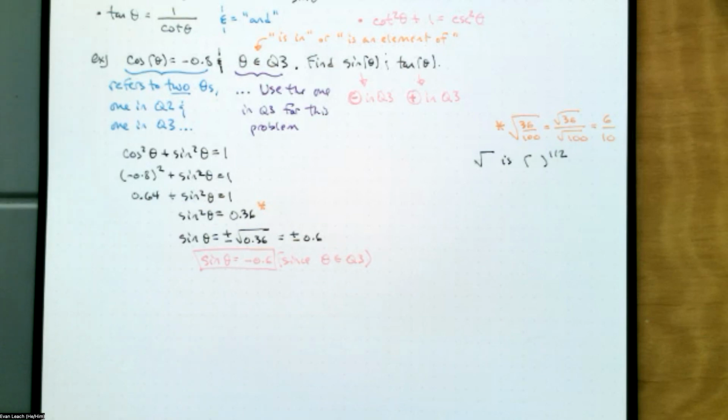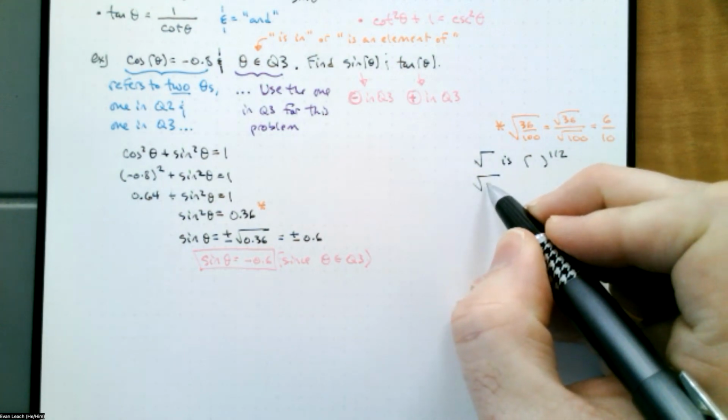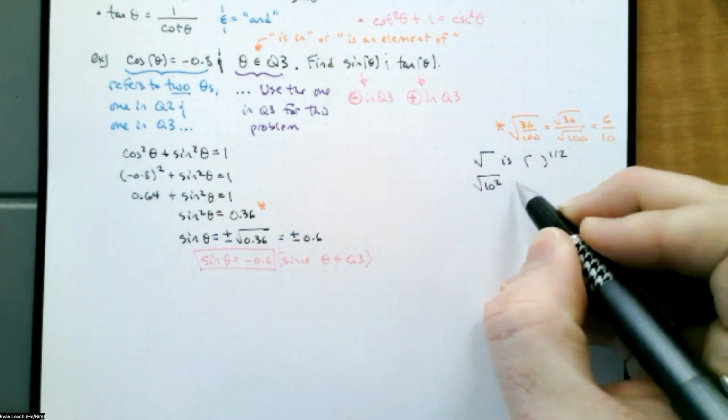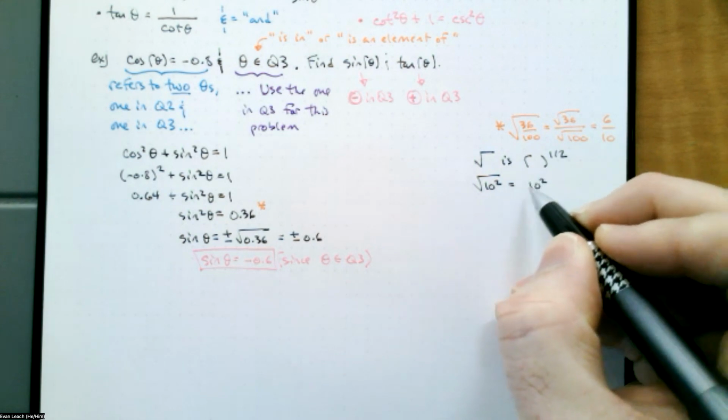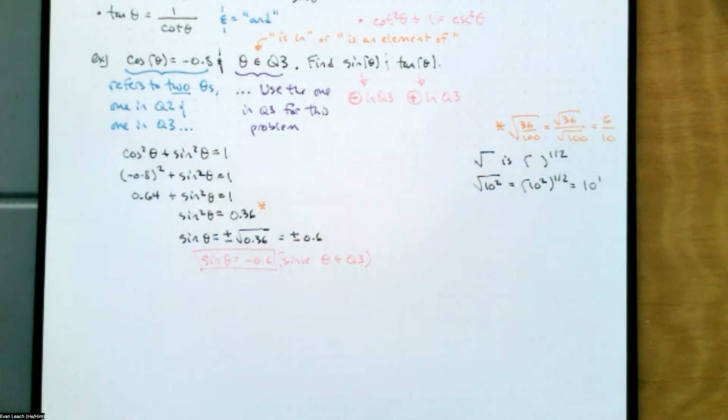So the square root of 10 squared is 10 squared to the 1/2 power, or 10 to the first. Okay.